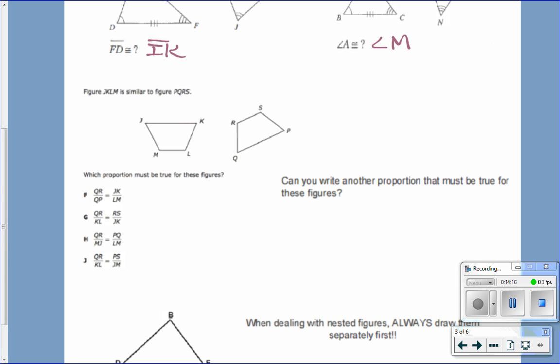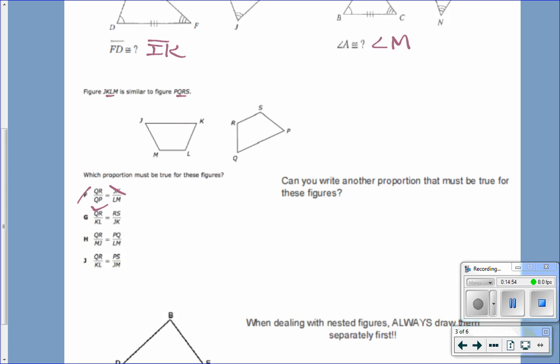Okay, so we're going to go through each of these. So let's start off with QR. So QR corresponds to what over here? KL. QR, do we see KL here or here? No. And it does say JK, right? Okay, so that's not the correct proportion. Okay, let's move on to G. Again, they start off with QR, and we said it corresponded to KL. Is that accurate? Absolutely. We're good so far?